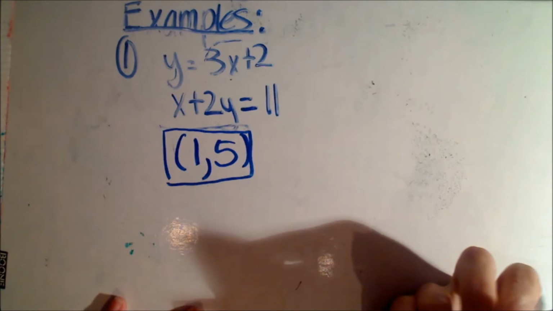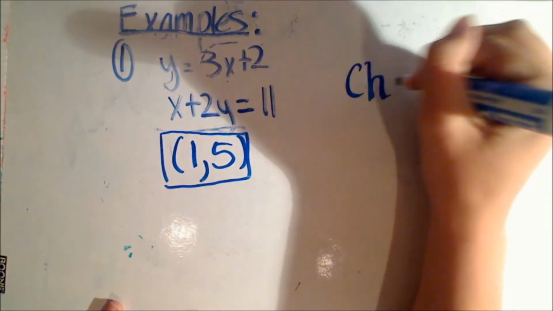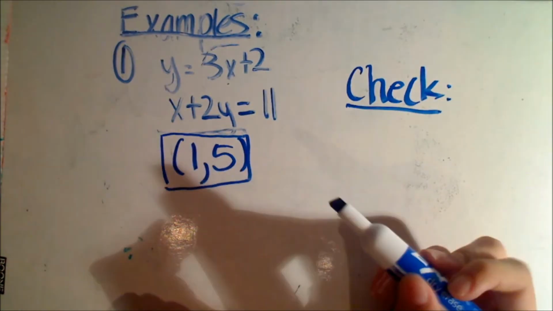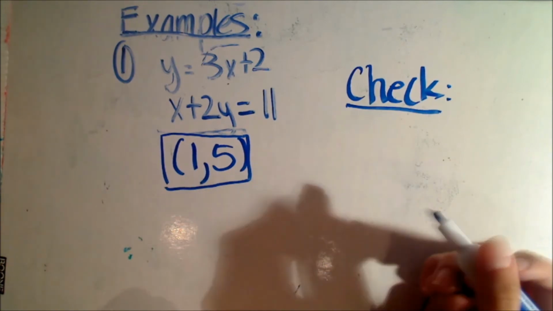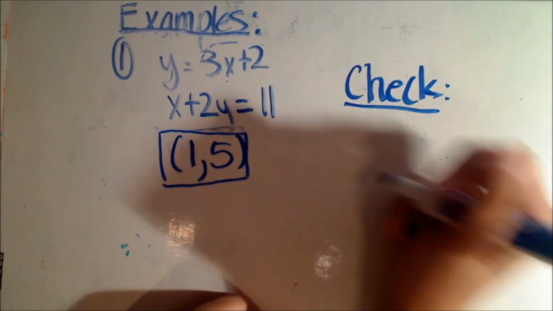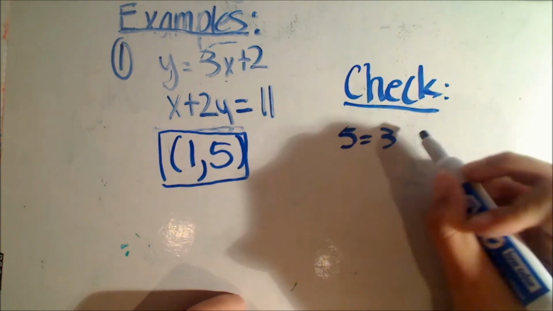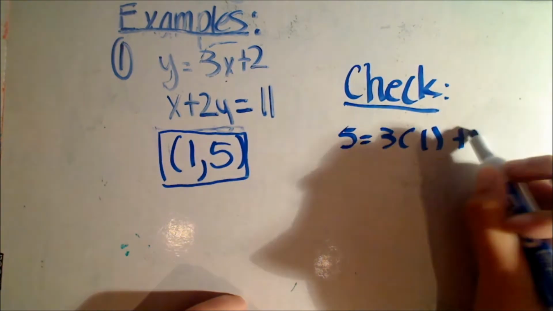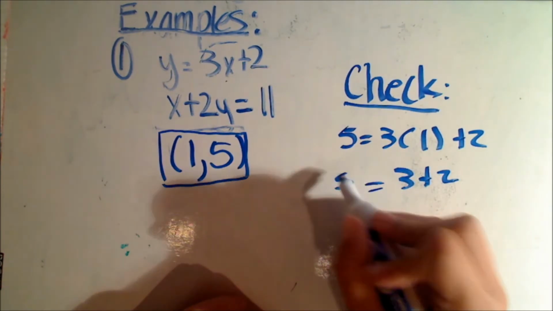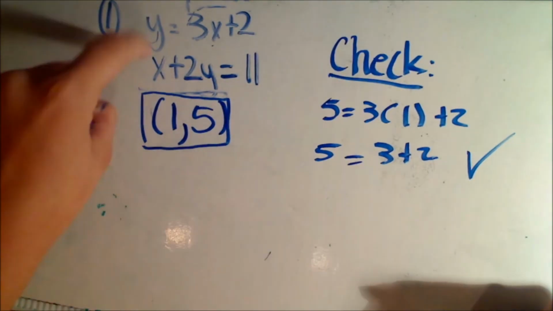But how do we know if our answer is correct? Well, we have to check. So for the check, we have to plug it back into both equations. If it doesn't work for both equations, then it is not the right answer. So we're going to plug back in. So y, 5, equals 3 times 1 plus 2. So 3 plus 2, and that equals 5. So yes, it checks with this equation.